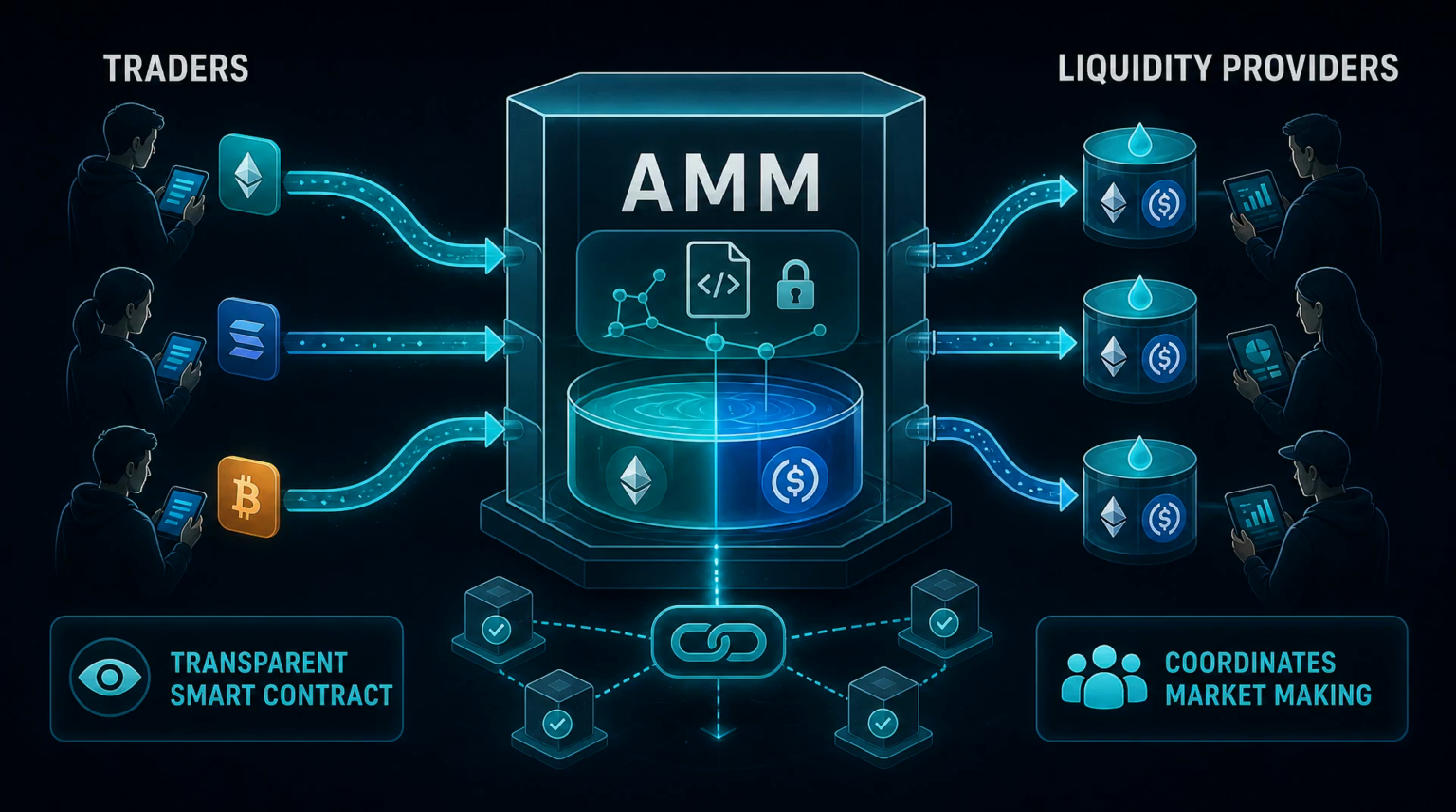The real innovation is not that AMMs make trading free or riskless. They do not. The innovation is that a transparent smart contract can coordinate traders and liquidity providers without a traditional order book. It turns market making into software that anyone can inspect and interact with.